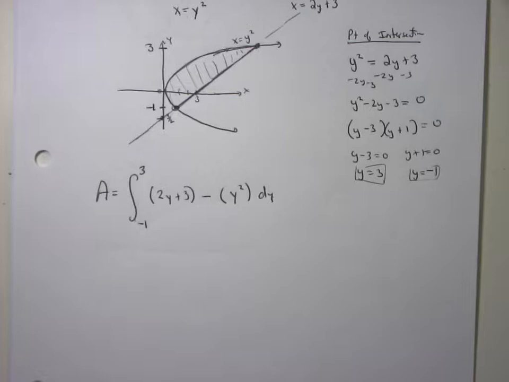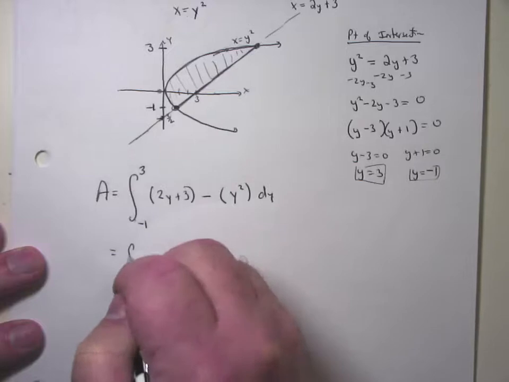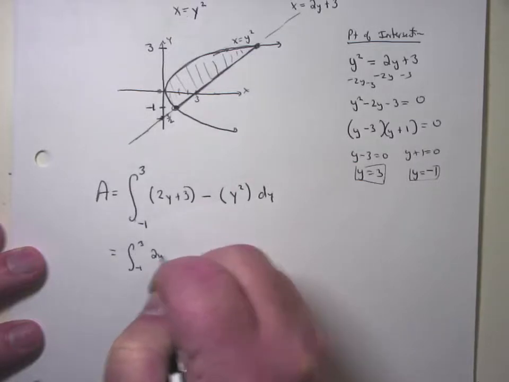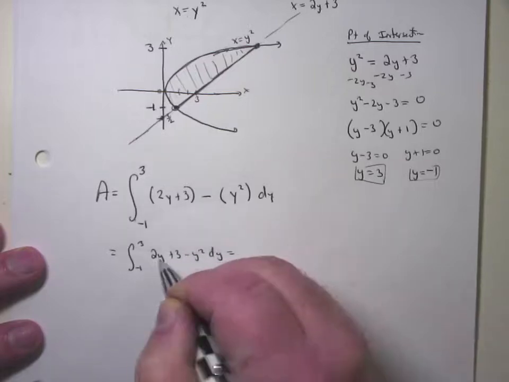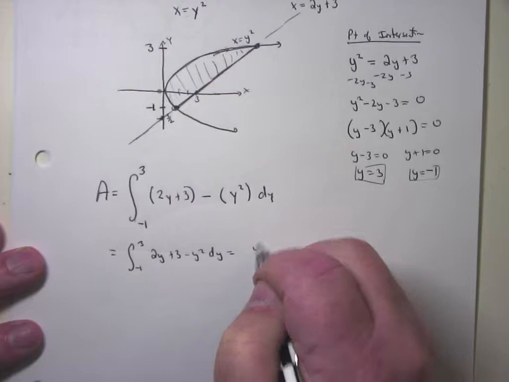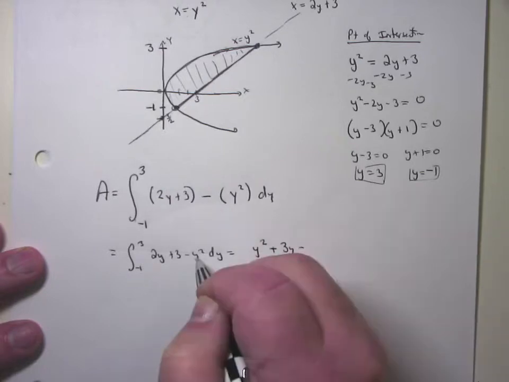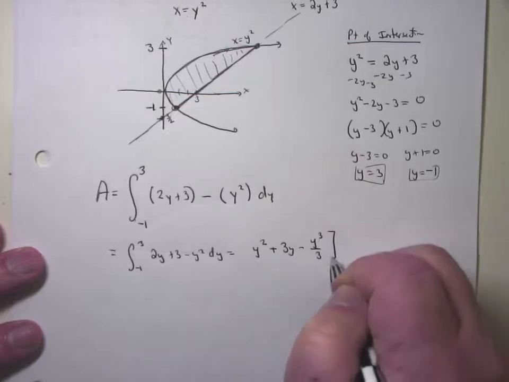Now, I'm going to clean it up. With a negative, you would distribute if you had more than one term there. So this turns into the integral from negative 1 to 3 of 2y plus 3 minus y squared dy. Integrate 2y with respect to y is going to be y squared. Integral of 3 with respect to y is 3y. Minus integral of y squared with respect to y is y cubed over 3, evaluated from negative 1 to 3.